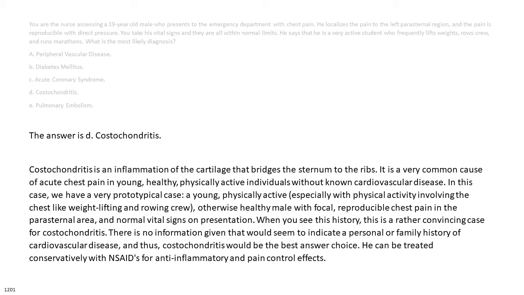In this case, we have a very prototypical case: a young, physically active, otherwise healthy male, especially with physical activity involving the chest like weightlifting and rowing crew, with focal, reproducible chest pain in the parasternal area and normal vital signs on presentation. When you see this history, this is a rather convincing case for costochondritis. There is no information given that would seem to indicate a personal or family history of cardiovascular disease, and thus costochondritis would be the best answer choice. He can be treated conservatively with NSAIDs for anti-inflammatory and pain control effects.